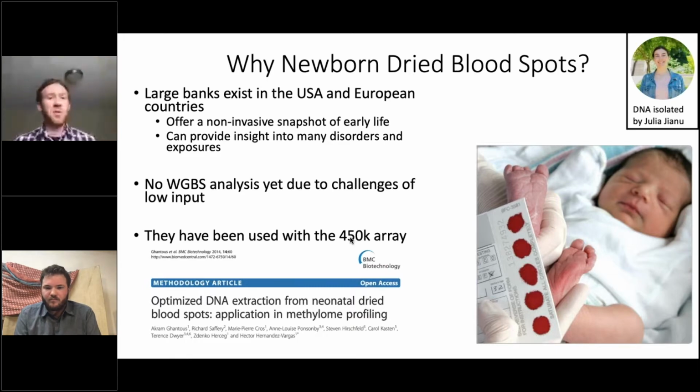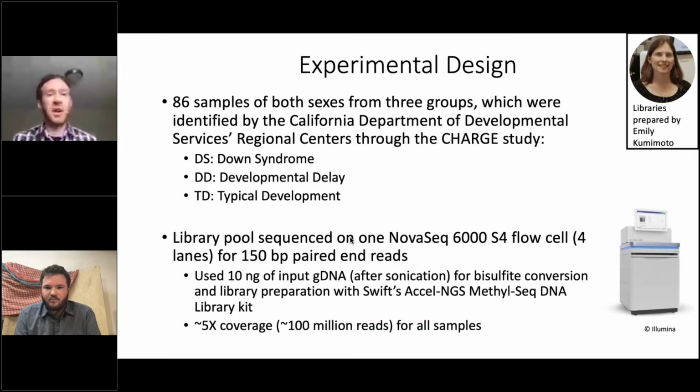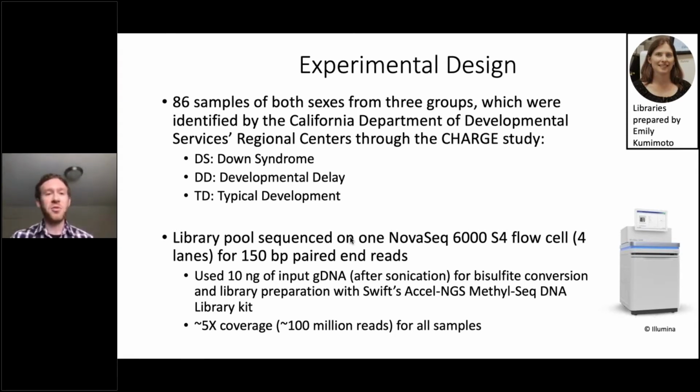In our experimental design, overall, we had 86 samples of both sexes from 3 groups, and these samples and groups were identified by the California Department of Developmental Services Regional Centers through the CHARGE study. So the 3 groups are Down syndrome, typical development, which was the normal control you would imagine, but also developmental delay. So we have another contrast point that is really unique to our study and will help us get at what distinguishes Down syndrome from other developmental disorders in this heterogeneous group.